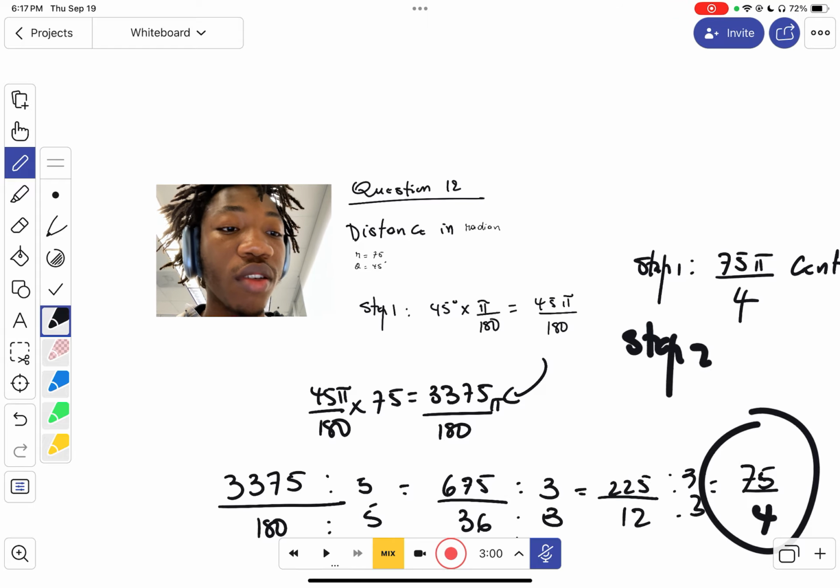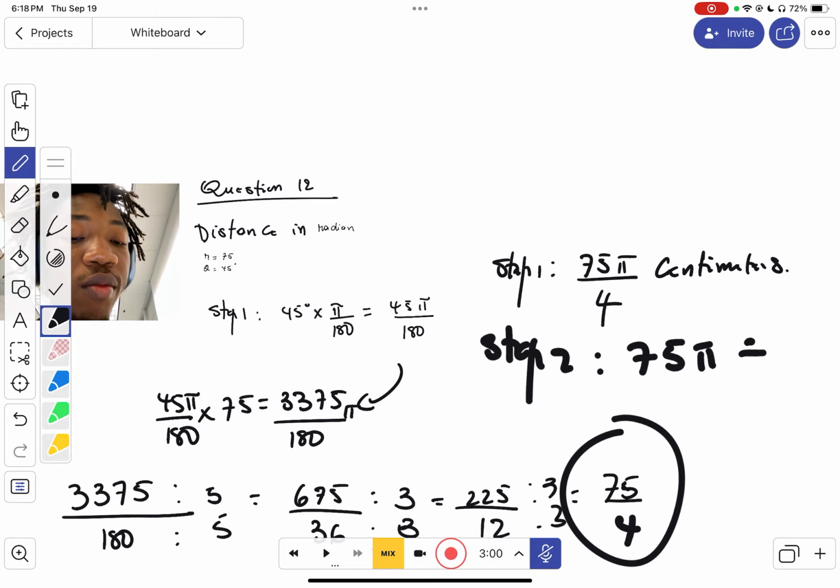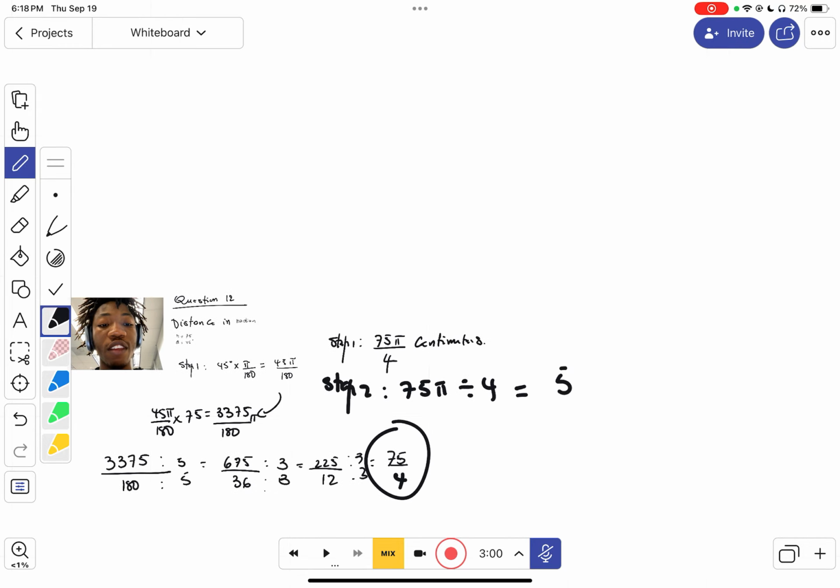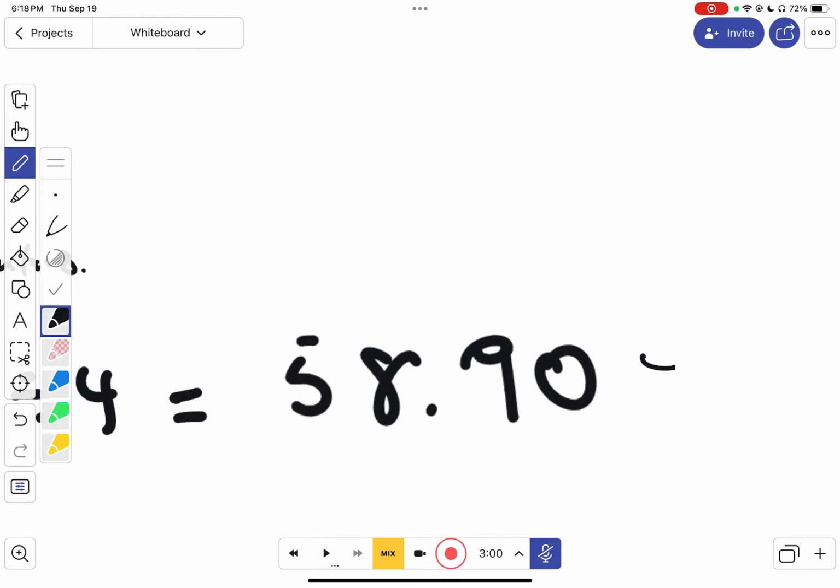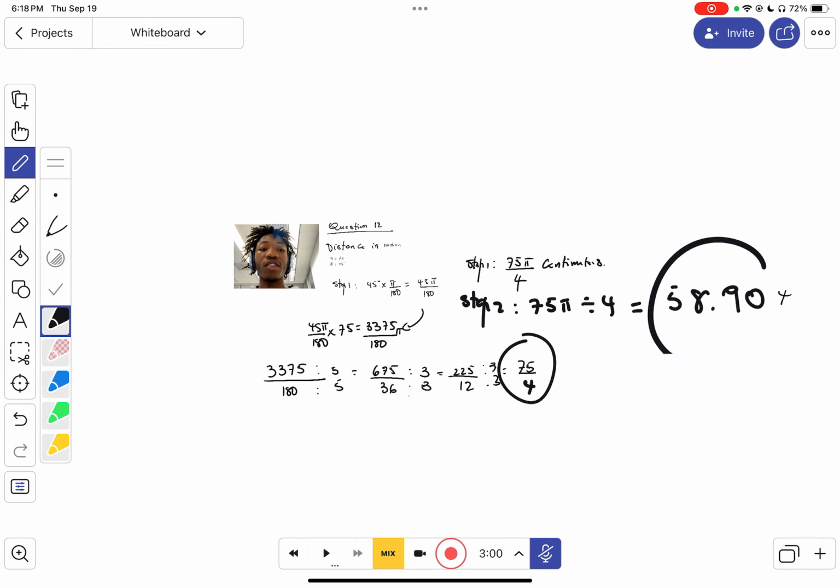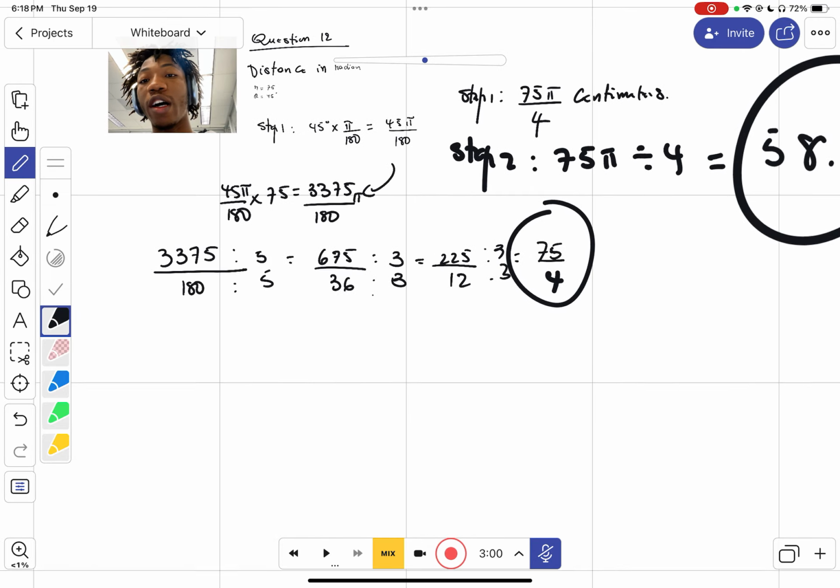Step two consists of taking 75 pi divided by 4. It's going to be equal to 58.90. And then that's pretty much it, because they tell us to round it to 2 decimal places as needed. After the 0 there is a 4, and you already know that you cannot go up because of the 4. The 4 is less than 5. We go up only at 5 or more than 5. So we're just going to stop at 58.90 centimeters as the answer for step two.